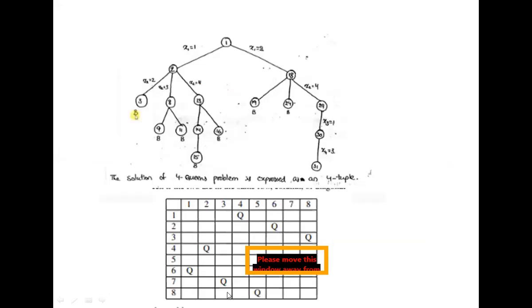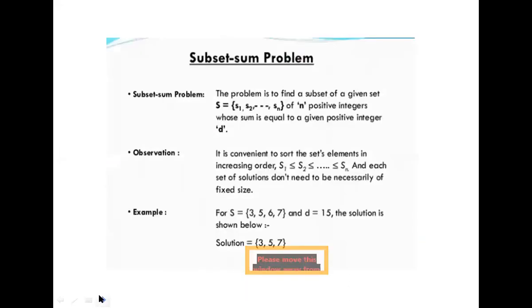Do all of you understand how we construct the state space tree? I think it's clear to all of you.